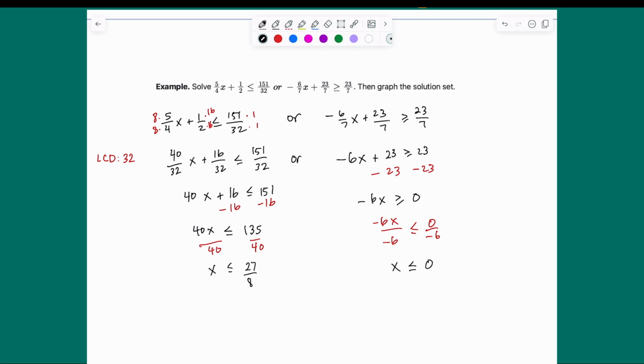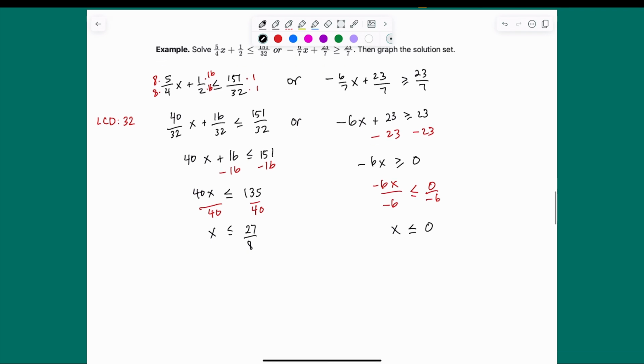All right, well, in set builder notation, the solution set is the set of x such that x is less than or equal to 27 over 8, or x is less than or equal to 0. Now, if you realize this here, with the or, we would have all the numbers that are less than or equal to 27 over 8, or x is less than or equal to 0.